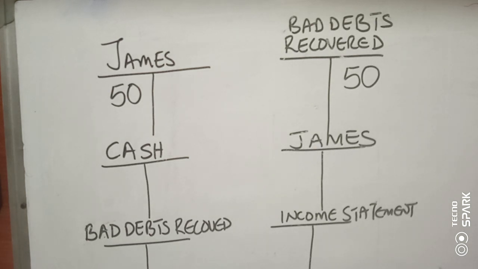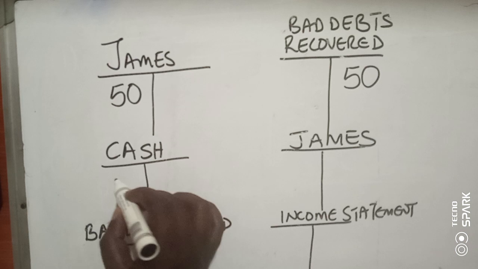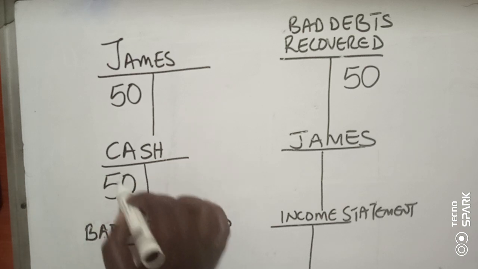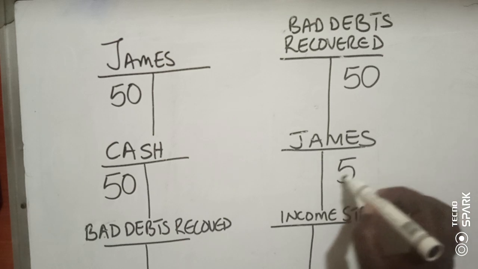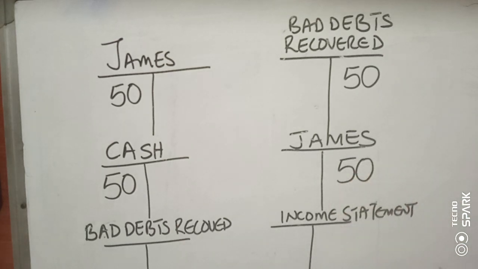Right, the next step, we are supposed to record the amount that was received by debiting the cash account, and we credit James' account, right? Because James has paid off the debt, we are supposed to cancel it. Third step, we are supposed to record the amount in the income statement because we said bad debts recovered is income. So it is supposed to be recorded on the credit side and a corresponding value on the debit side.